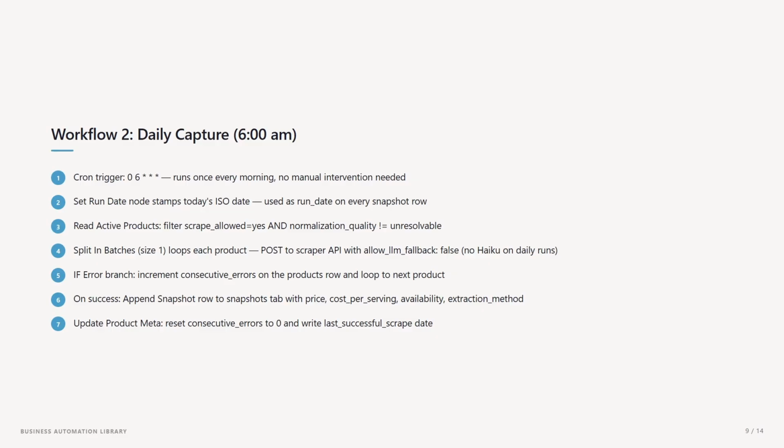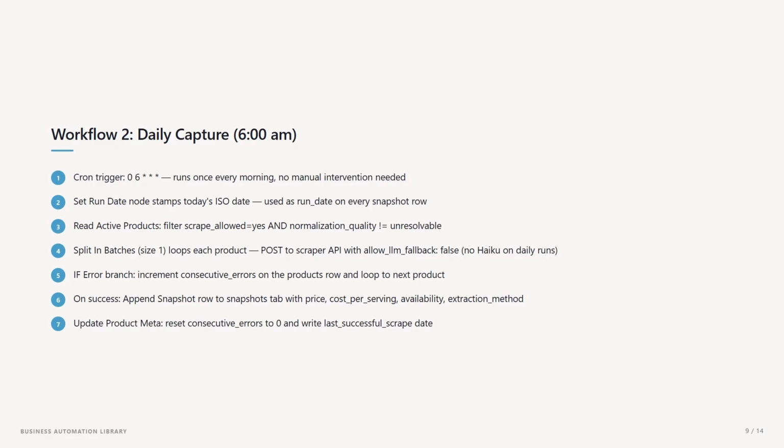Workflow 2 runs every morning at 6 a.m. via a cron trigger. It reads the product sheet and filters to active products only. Scrape allowed must be yes, and normalization quality cannot be unresolvable. Products that failed onboarding are excluded from daily monitoring. It stamps the current date, passes the product list to a loop.